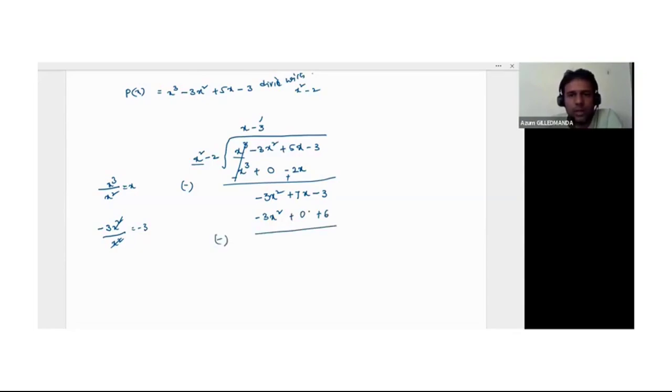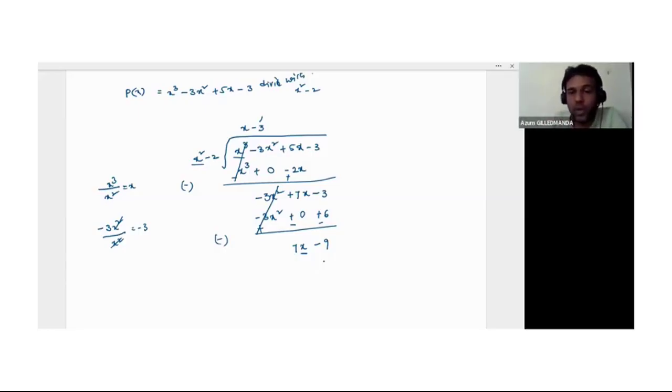Now you are subtracting. So this becomes plus, this becomes minus, and this becomes minus. So minus 3x square plus 3x square gets cut, and then plus 7x, we can retain that, and minus 3 minus 6 is minus 9. Now, can we simplify this further? No, because here you have an x term. Here you have a square, which is higher than the degree of this polynomial. So you cannot further simplify that.